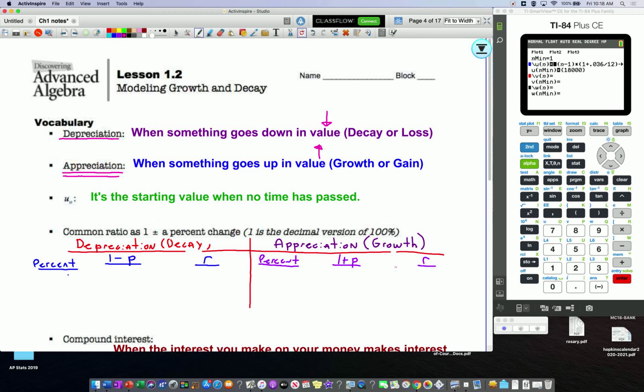Sometimes growth might not always be the greatest thing, especially when we talk about bacteria growth, and as we've even seen with the coronavirus this year.